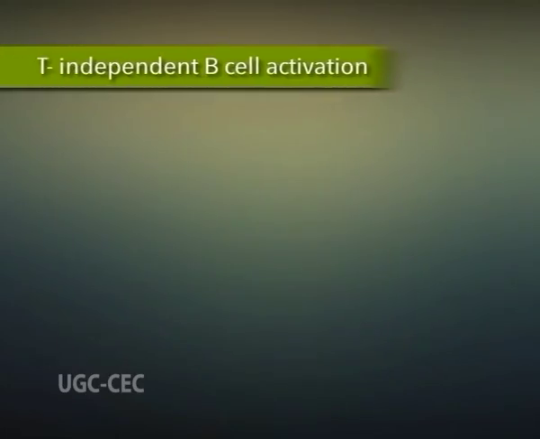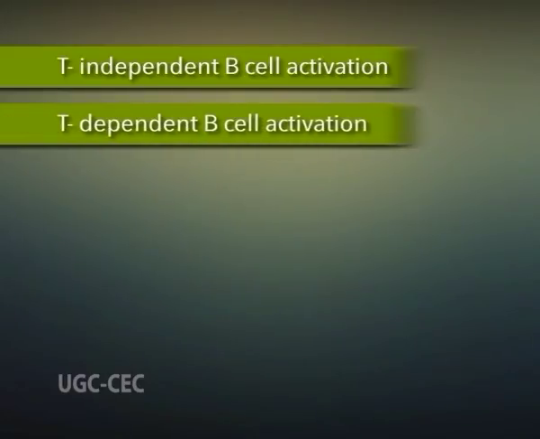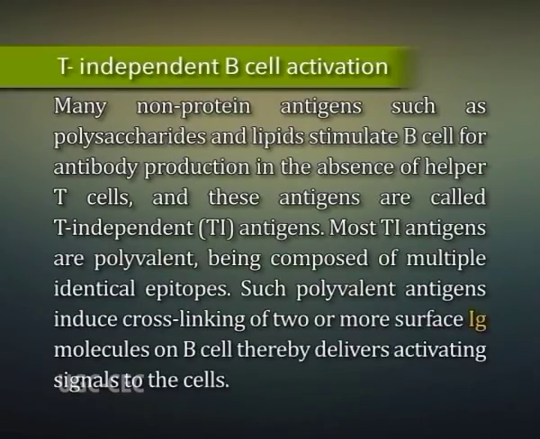There are two types of B cell activations. One is T-independent B cell activation and the second is T-dependent B cell activation. T-independent B cell activation: many non-protein antigens such as polysaccharides and lipids stimulate B cells for antibody production in the absence of helper T cells, and these antigens are called T-independent antigens or Ti antigens. Most Ti antigens are polyvalent, being composed of multiple identical epitopes.